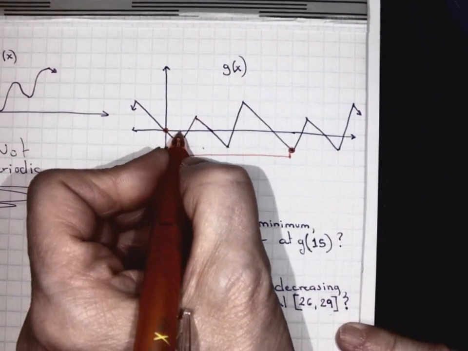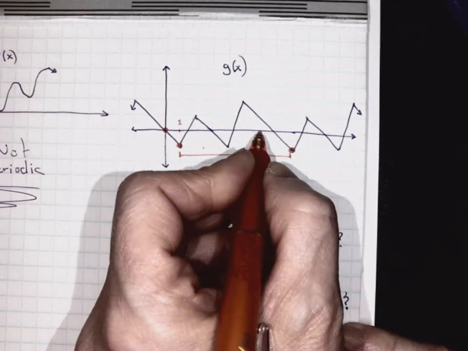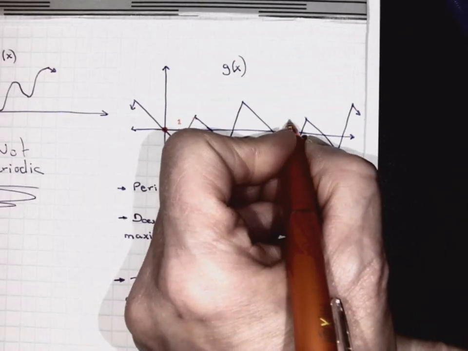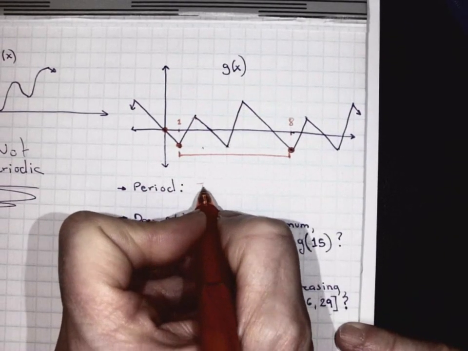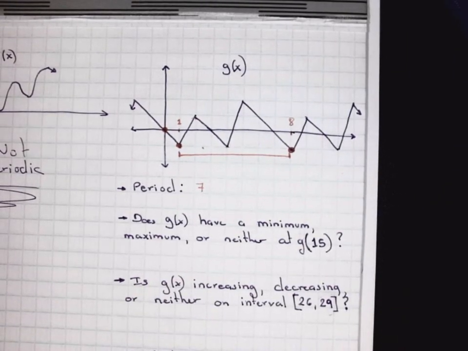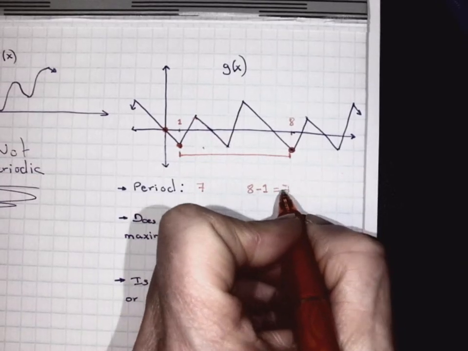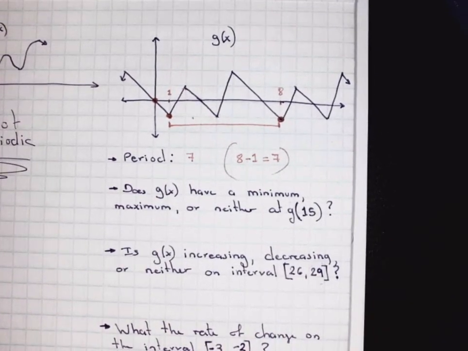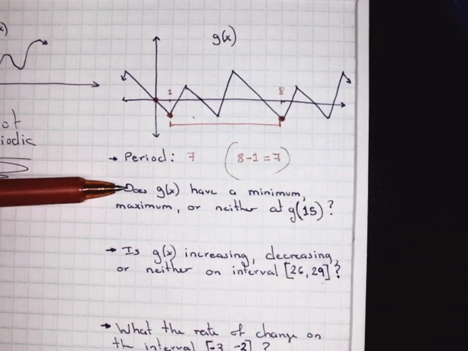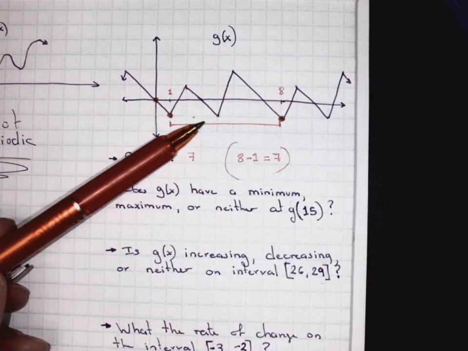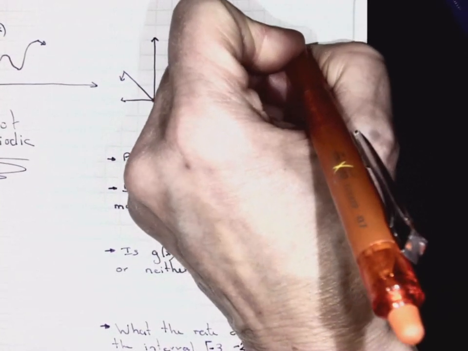So if this is an x of 1, that will be 2, 3, 4, 5, 6, 7, 8, so that's an x of 8. So from 1 to 8, the period is 7, right? We have 7 units between 8 and 1. 8 minus 1 equals 7. All right? So then we have a few things that we could use, knowing that this is going to be periodic, so this is definitely going to be a periodic function.